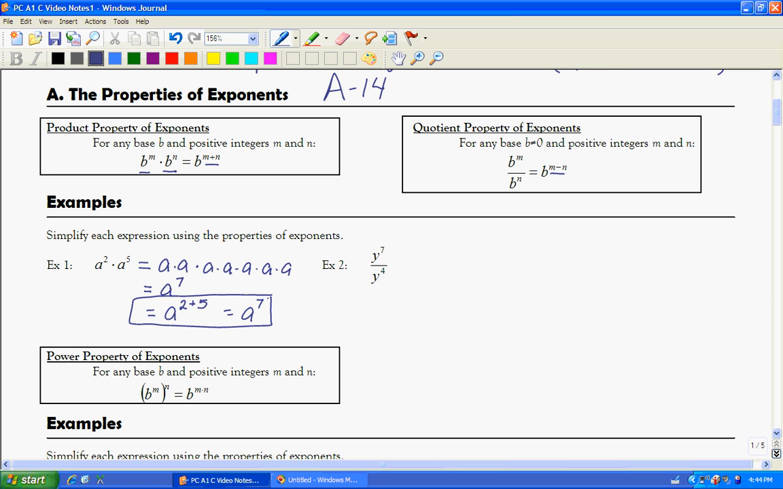Example 2 is an example of the quotient property. Again, I'm just going to write this out the long way so you can see that it applies. Y to the 7th is y times y 7 times, so I'll write all of that out. Make sure we have them all. 1, 2, 3, 4, 5, 6, 7. Yep. Divided by y to the 4th. And you'll see that y divided by y is 1. Each of those cancel out, and then we end up with y cubed in our numerator. If we apply the quotient property, we see that's going to be y raised to the 7 minus 4 power. 7 minus 4 is 3, which is y cubed.